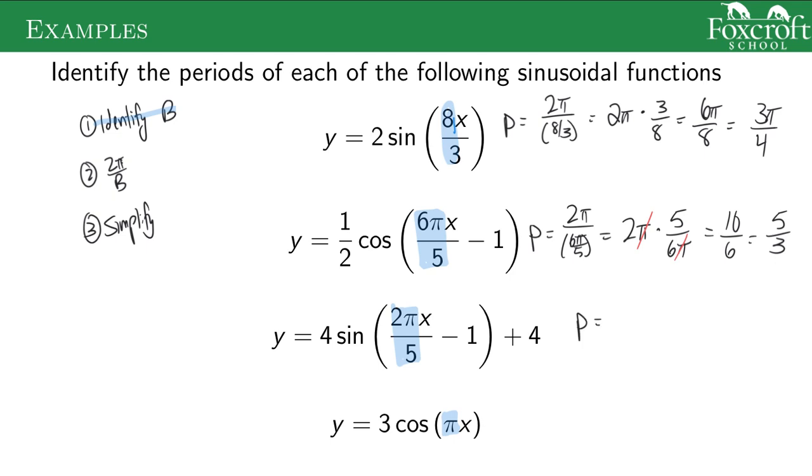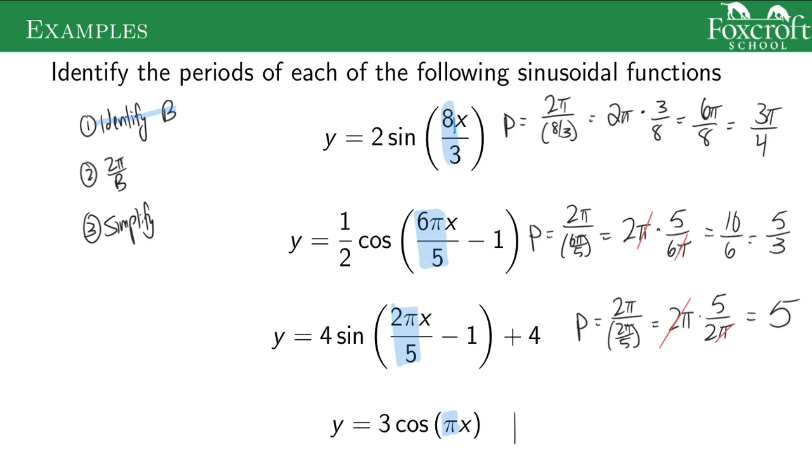Next one, again, nothing's really changing. 2 pi over 5. This is actually really similar. 2 pi times 5/2 pi. Here, the whole 2 pi's just cancel, and this one's just going to repeat every 5. Every 5 units, this graph will repeat.